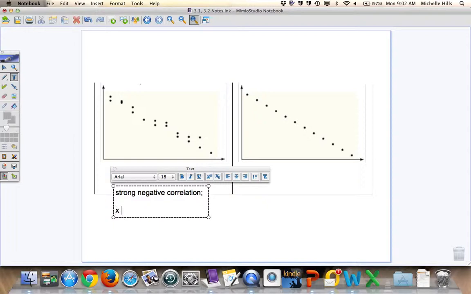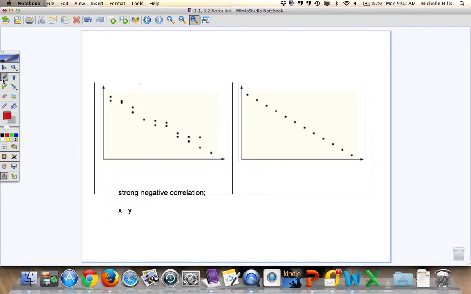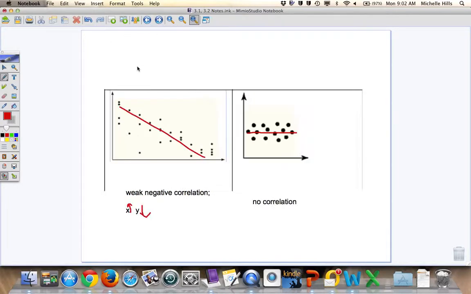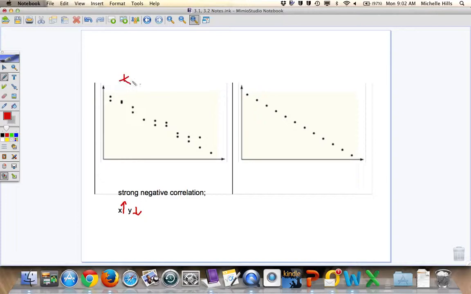Again, pause this to catch up on your writing as much as you need to. As x increases, y decreases. And I forgot, this should be I, J, you've probably already done this, K, and L.